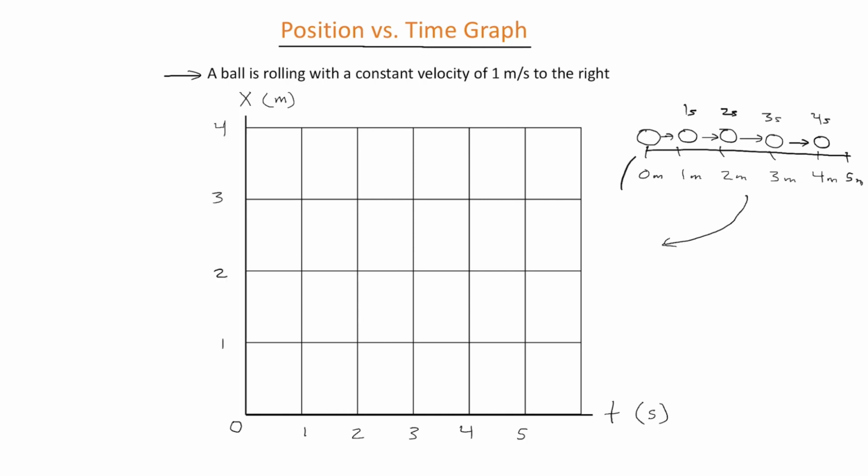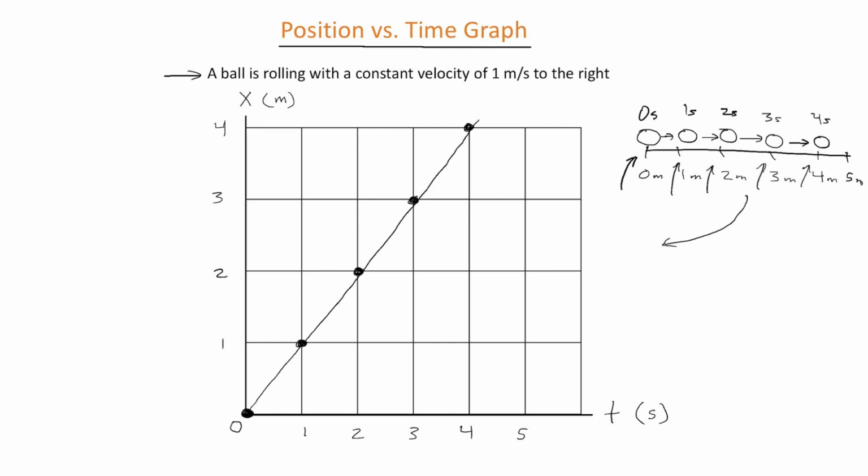The first point is at 0 meters, 0 seconds. And so we'll plot that on our position versus time graph. And then the ball moves to 1 meter after 1 second. So we plot this on our graph. And we keep plotting. We'll be at 2 meters at 2 seconds, 3 meters at 3 seconds, and 4 meters at 4 seconds. And then we can draw a line through our points. And with that, we have our finished position versus time graph.